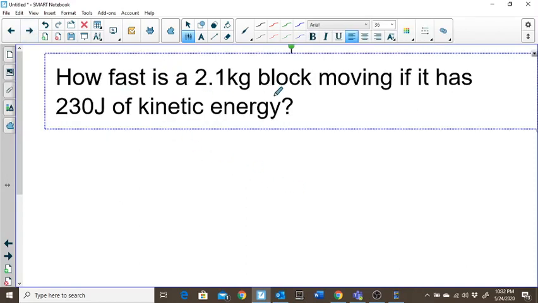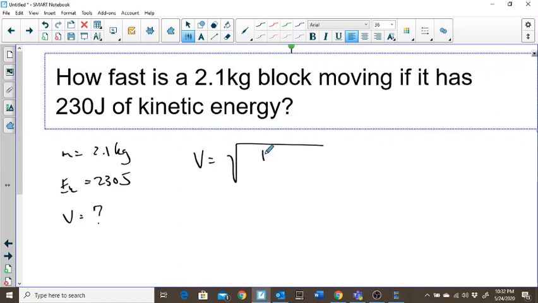How fast is a 2.1 kilogram block moving if it has 230 joules of kinetic energy? All right, so our number is 2.1 kilograms. Well, what's that? That's our mass. And we have this 230 joules. What's that? Well, that's our kinetic energy. What are we being asked to find? How fast? Our velocity. So velocity is equal to the square root of our kinetic energy over 1/2 times our mass. That's it. Easy peasy, lemon squeezy.